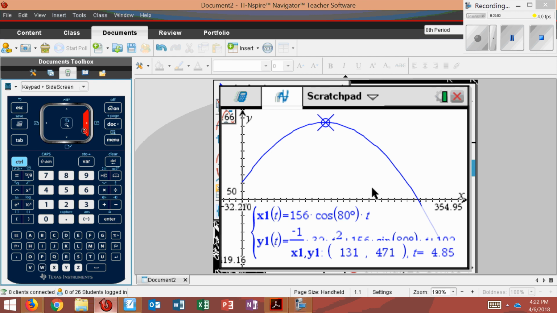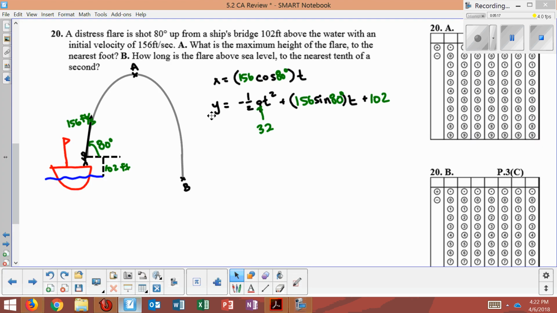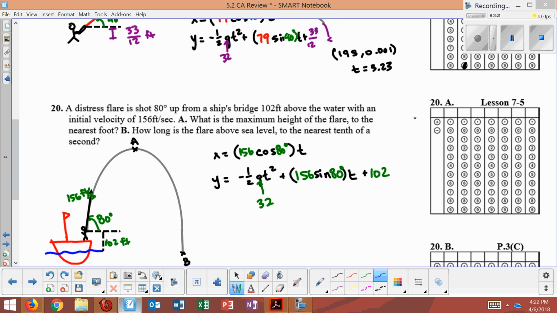So as I go this way, I'm watching y. It looks like 471 is the highest value. I'm going back and forth, and I don't see it getting any higher than 471. So 471 is going to be my highest point. That's part A. So the nearest foot is 471 feet.